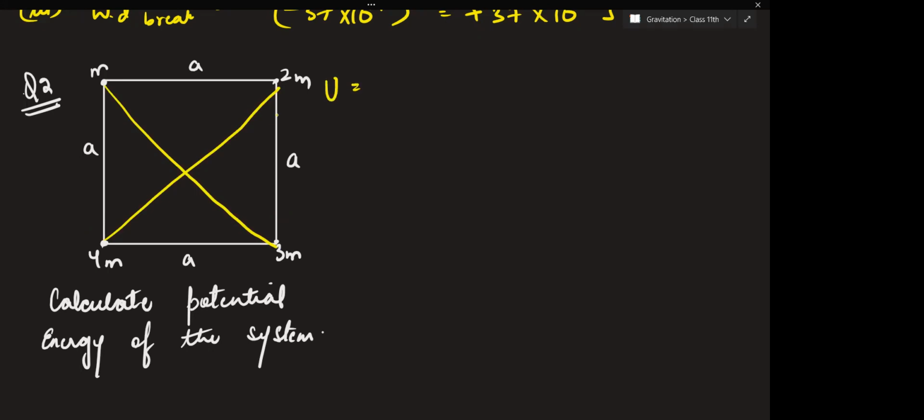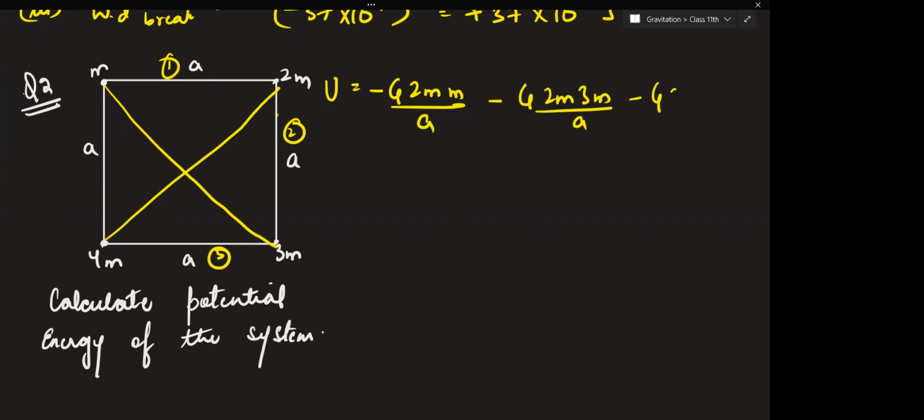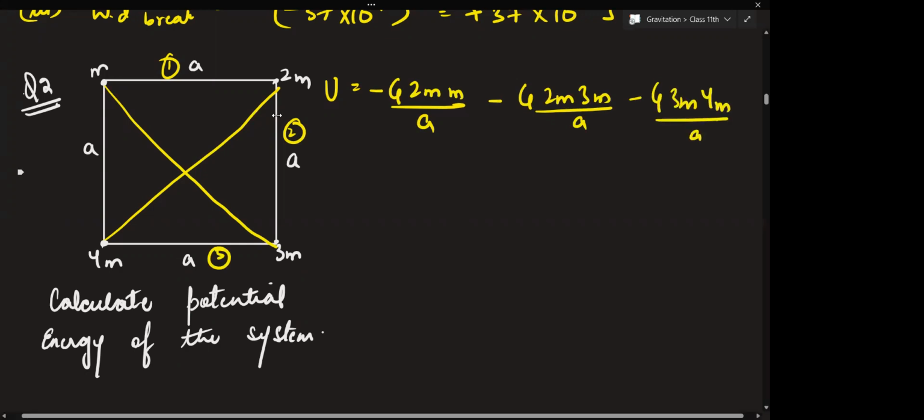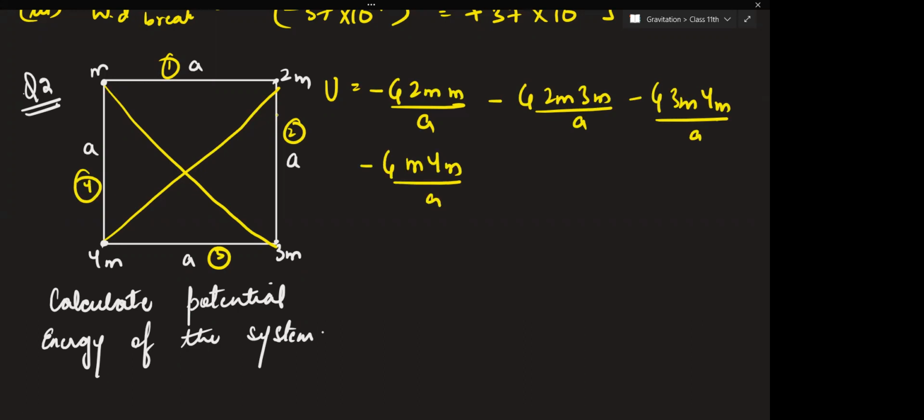Anyway, so let's talk about the energy. Firstly, let's write the first one. This is the first one: minus G M into 2M by A. Second, minus G 2M into 3M by A. Third energy, minus G 3M into 4M by A. Fourth energy, minus G M into 4M by A.